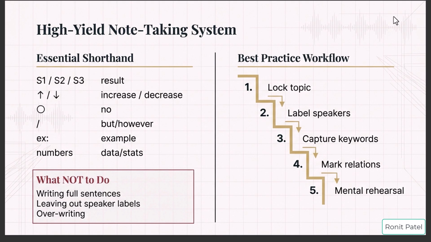Step 3, capture keywords. Only write main ideas, key reasons, and important examples, not full sentences. Step 4, mark relations. Indicate agreement, contrast, and addition. This helps your summary sound logical later. Step 5, mental rehearsal. During the 10-second countdown, quickly rehearse the structure in your mind. Top scorers always do this.